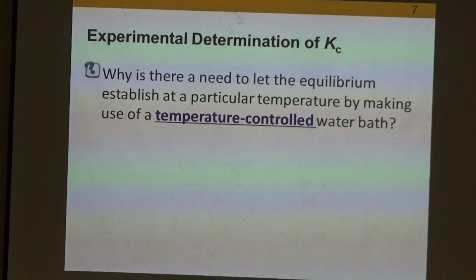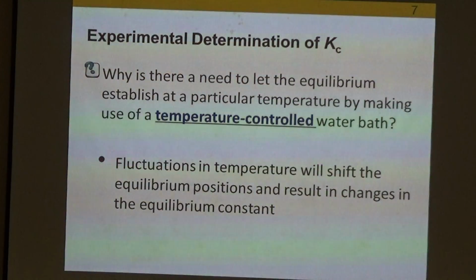So, why is there a need to let the equilibrium establish at a particular temperature by making use of a temperature controlled water bath? This one is quite easy to explain. You know that Kc is affected by temperature. So you don't want any fluctuations in temperature to change the equilibrium position, and therefore result in changes to the equilibrium constant.